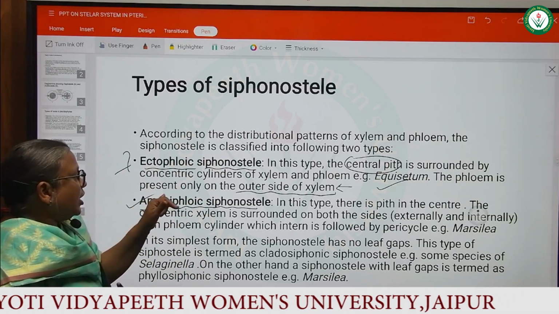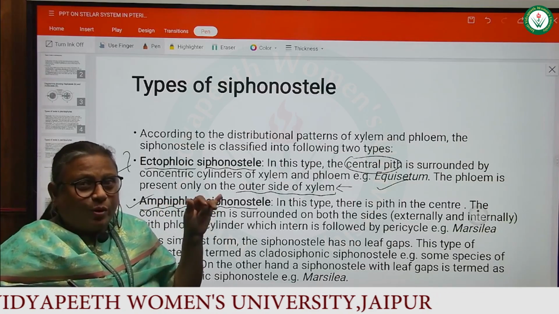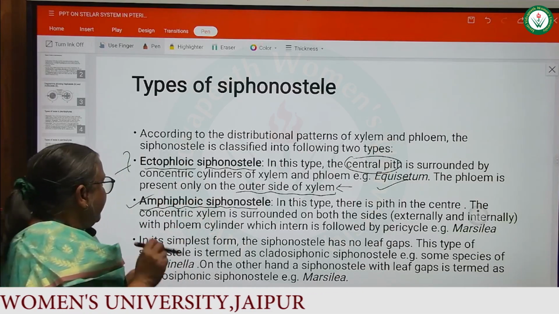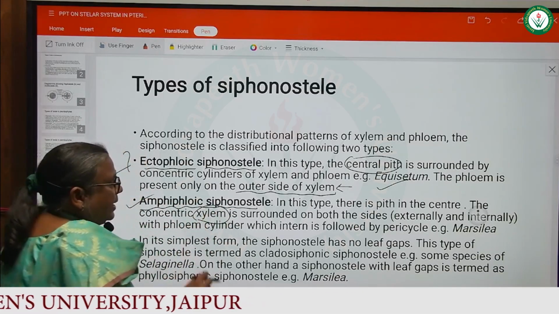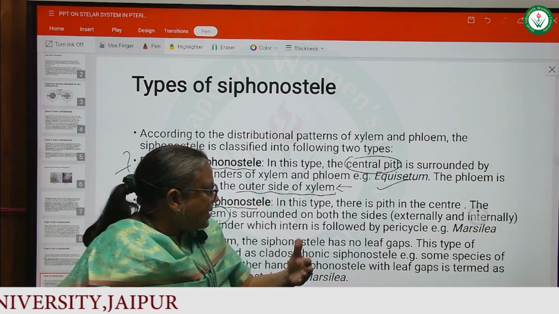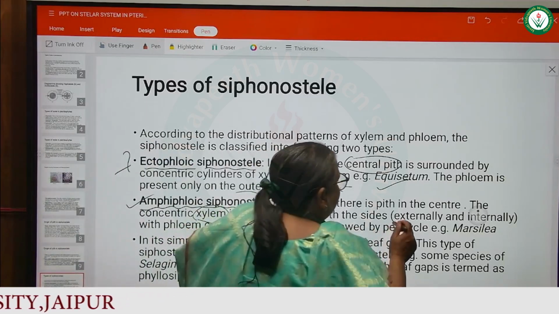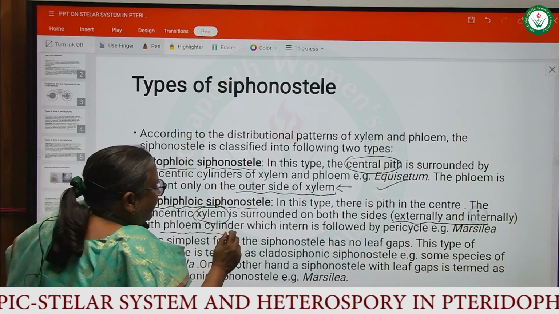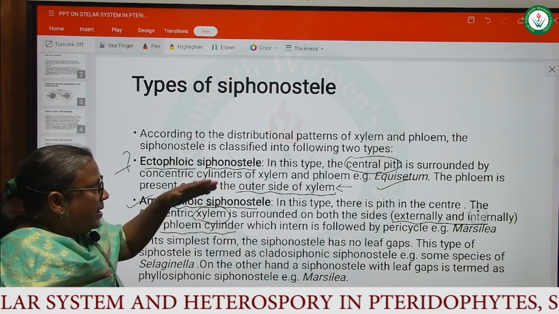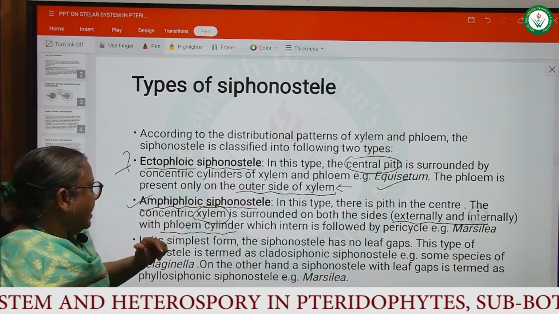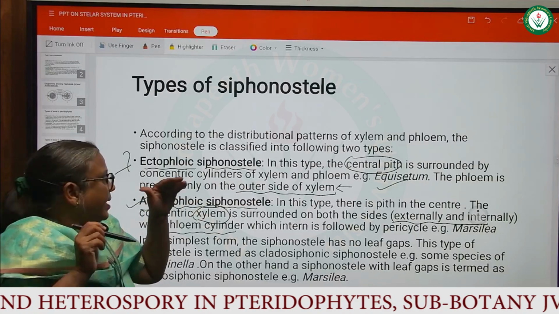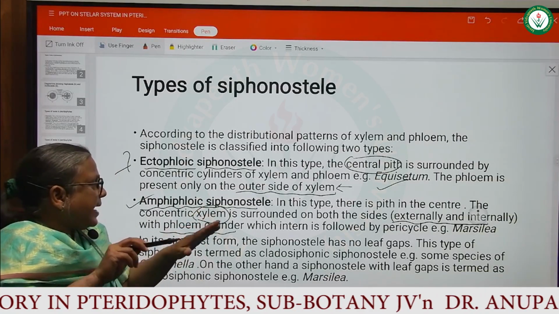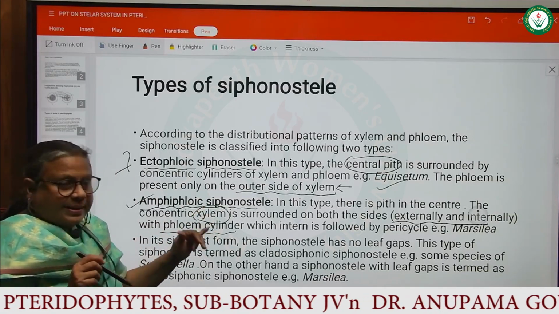And now I talk about the amphiphloic siphonostele. In this type, there is pith in the center. The concentric xylem is surrounded on both sides, that is externally and internally, with a phloem cylinder, which is followed by pericycle. Means in amphiphloic siphonostele, the xylem is surrounded on both sides with the phloem cylinder.